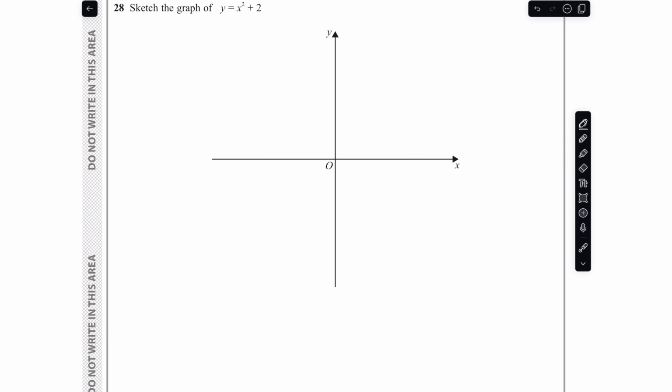In question 28, we are told to sketch the graph of y equals x squared plus 2. So remember that the curve y equals x squared looks something like this. And so if we're to sketch the graph of y equals x squared plus 2, we're translating this graph 2 units up. So it will look something like this, and it cuts the y-axis at the point 0, 2. So that right there is your final answer.